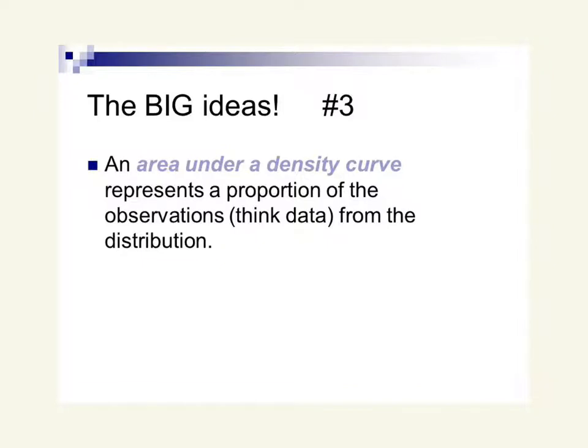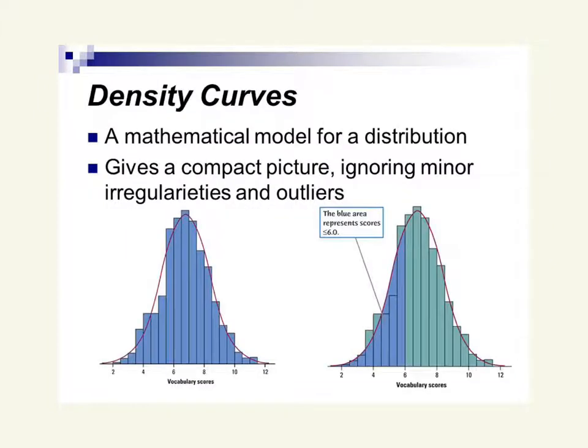The third big idea is that an area underneath a density curve represents a proportion of the observations from a distribution. So let's illustrate big idea number 2 and big idea number 3 through a couple of pictures and introduce this concept of density curves.